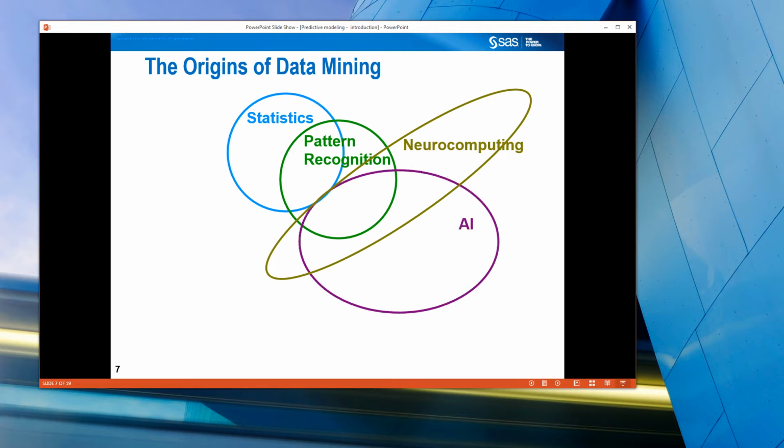And also artificial intelligence is another area within the computer science world, and lots of advances have happened. AI has been around for many decades, and a lot of contributions have made it to commercial products, and AI is an important area from which some data mining techniques are derived, especially to do with the neurocomputing.